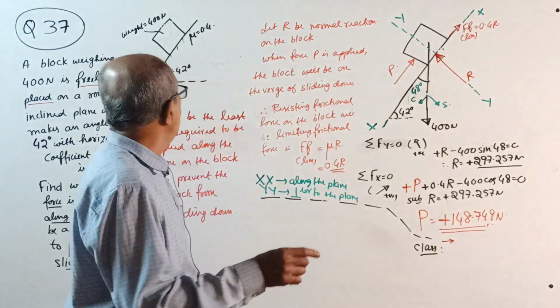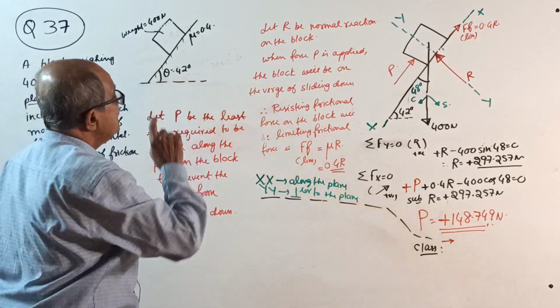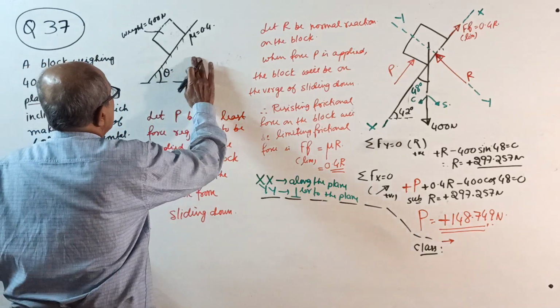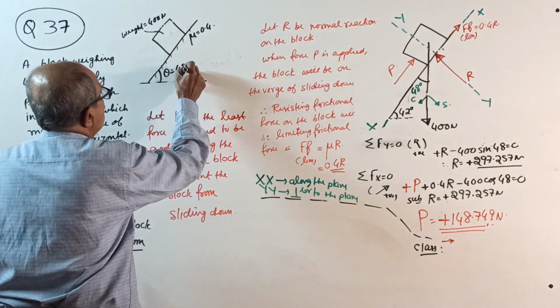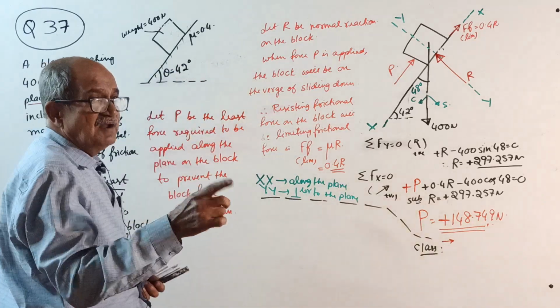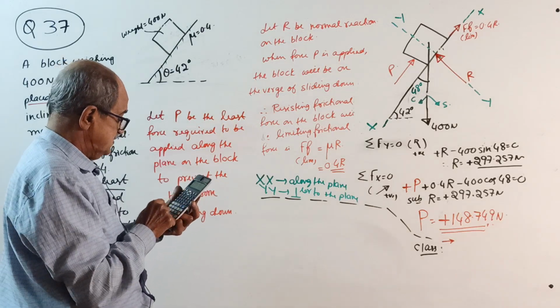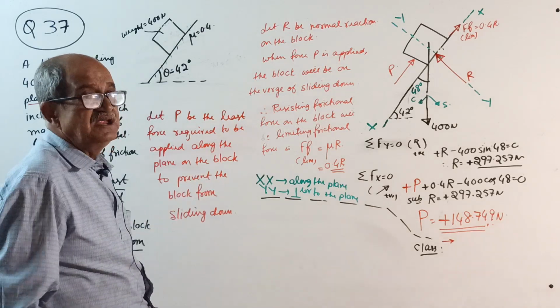See, what I will do, I will check here first. Theta, they told 42 degrees. Not clear. I will make it more clear. It rubbed out actually. Theta is 42 degrees. Okay, I will start fresh. Mu is 0.4. Shift tan inverse 0.4. Angle of friction is 21.